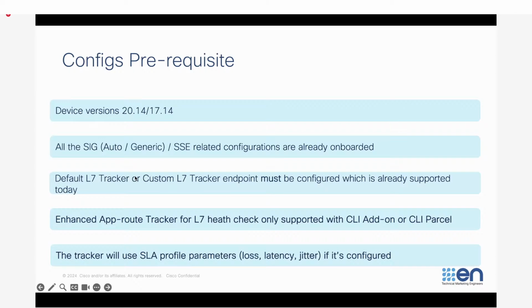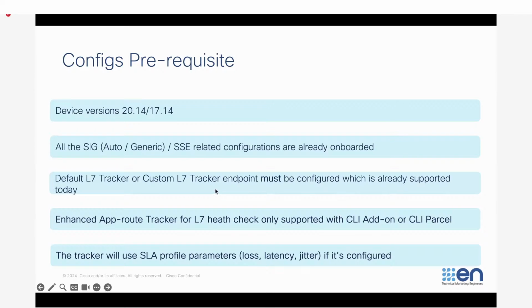And also the default layer 7 tracker or custom layer 7 tracker, that endpoint that I talked about, must be configured. And this is already supported today. So we need to make sure that that is there. And today the enhanced app route tracker for layer 7 health check only supports CLI add-on. If you're using configuration groups, there is a CLI profile you can use, and I'll show that in the demo as well. The tracker will start using the SLA profile parameters when it's configured.